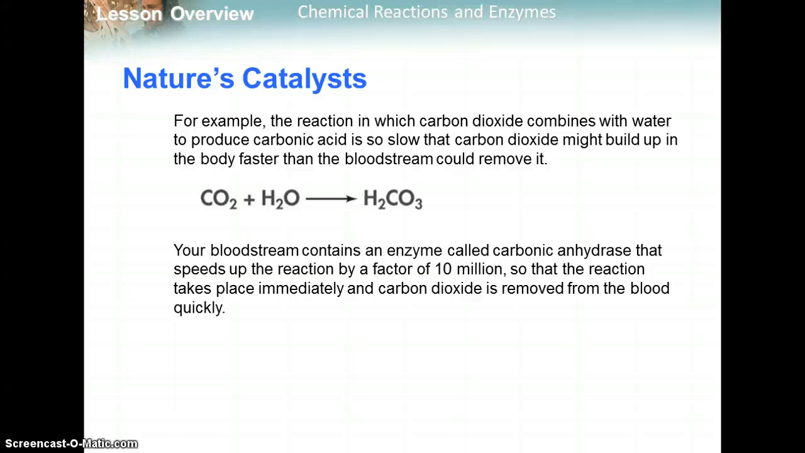You need this to happen quickly so that you get rid of your carbon dioxide, and so that you can later breathe in oxygen, so your cells can use oxygen for something called cellular respiration. You need to remove this carbon dioxide fast, and this is what the enzyme carbonic anhydrase allows your body to do. Otherwise, you wouldn't be able to release it fast enough for your cells to actually live.